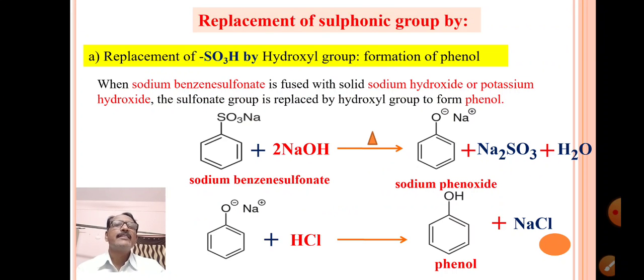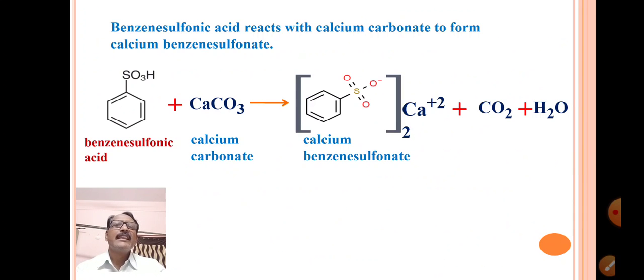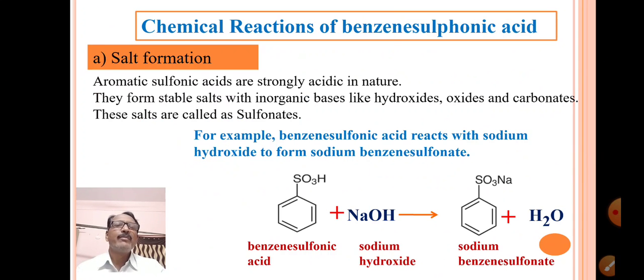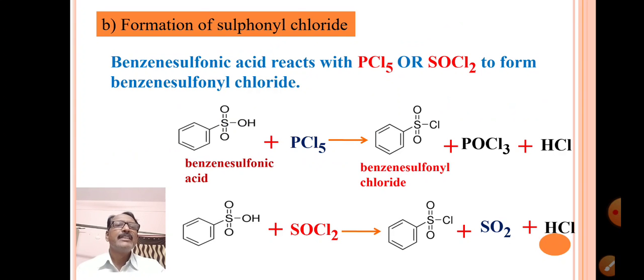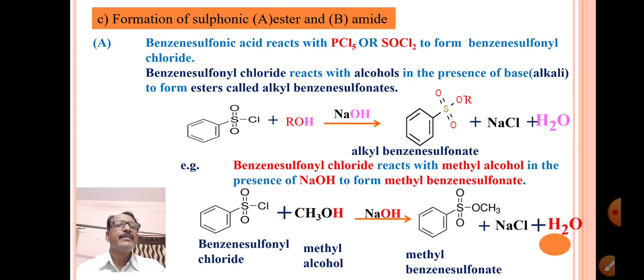Now the next reaction: replacement of the sulfonic acid group by different groups. That means here there are three reactions. The first one is salt formation. With NaOH it gives sodium benzene sulfonate. With calcium carbonate it gives calcium benzene sulfonate. With PCl5 or SOCl2 it forms benzene sulfonyl chloride.